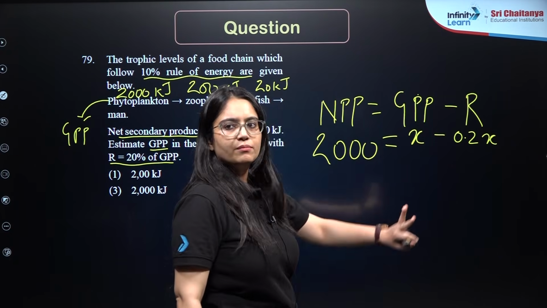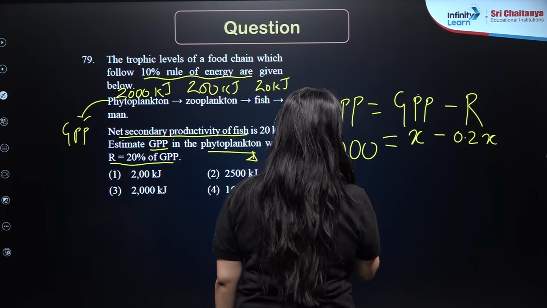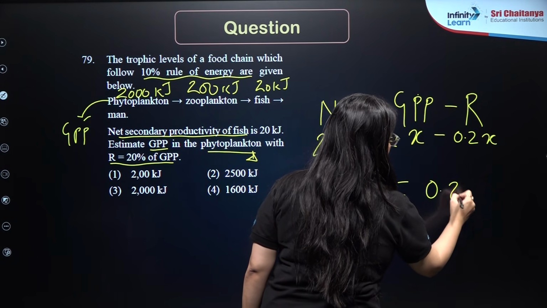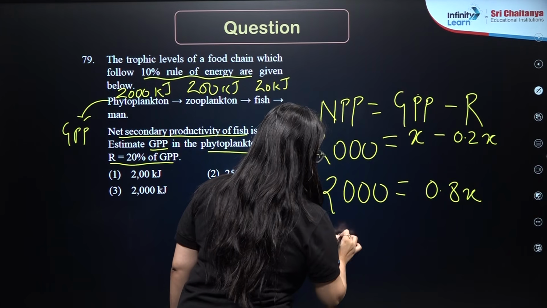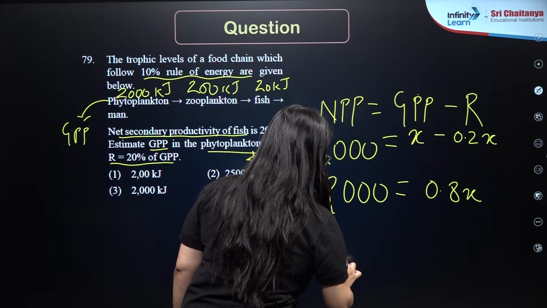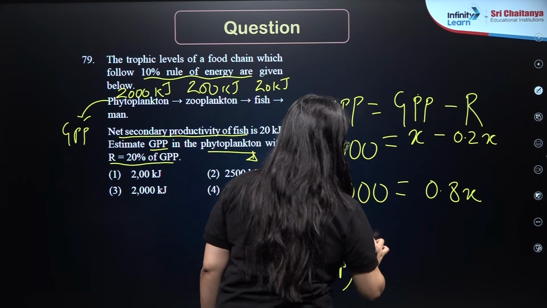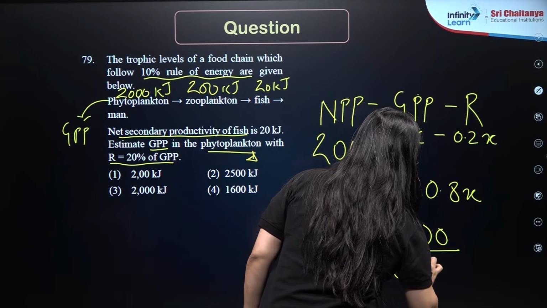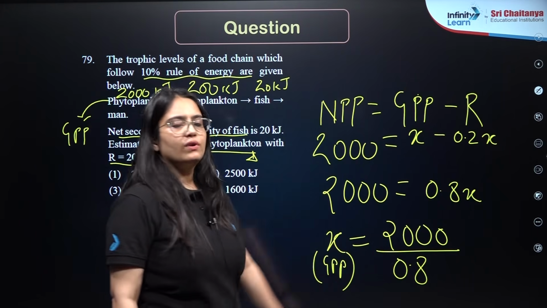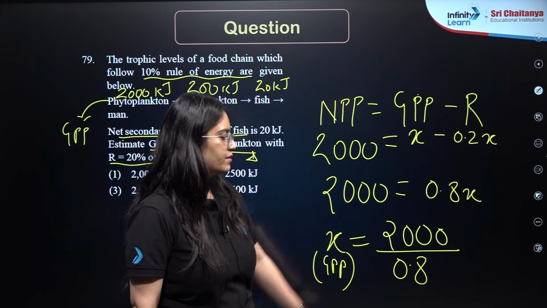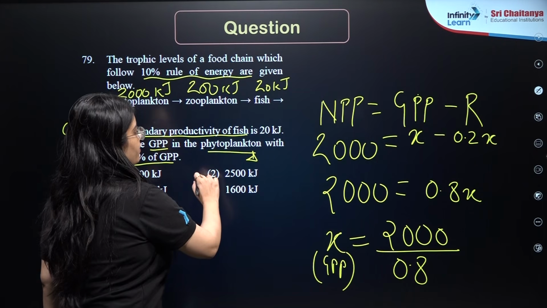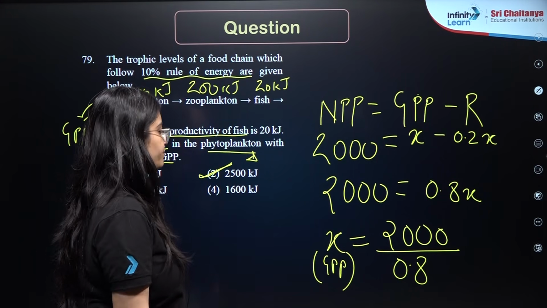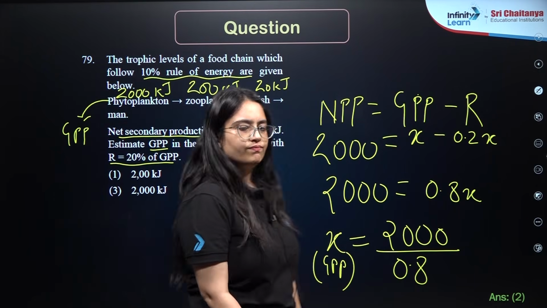So you have to solve this simple equation, my dear students. So what you will get? 2000 equals 0.8x. So your x, which is actually your GPP, gross primary productivity, equals 2000 divided by 0.8. So if you calculate this, my dear students, 2000 divided by 0.8, you will be getting 2500. So the correct answer is 2500 kilojoule. Answer is 2.